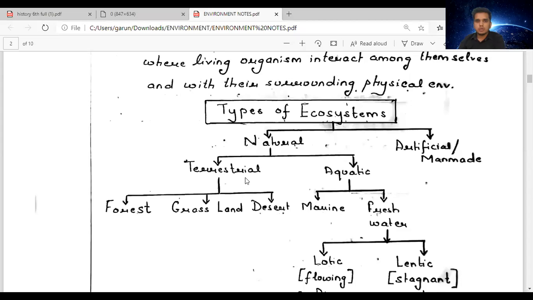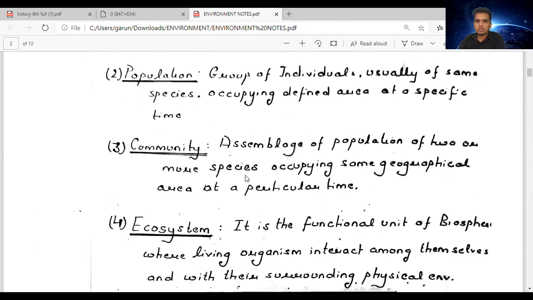So in this way, your biomes and your ecosystem are distributed. Okay.